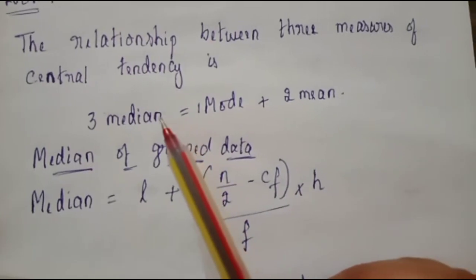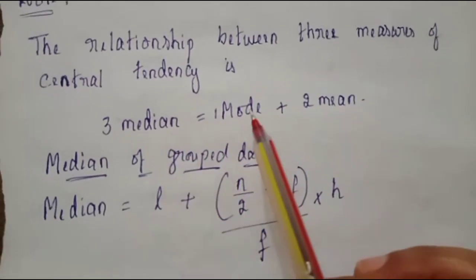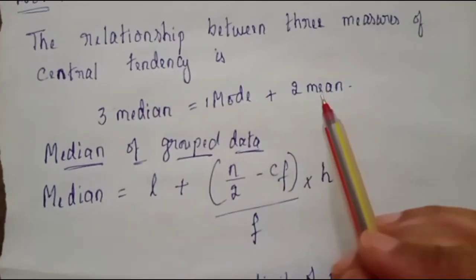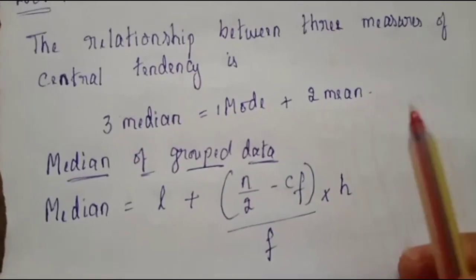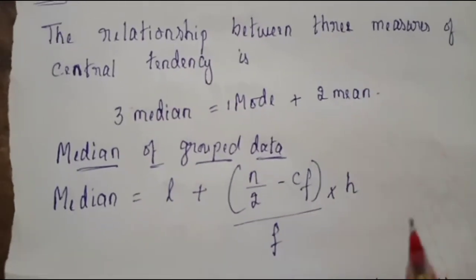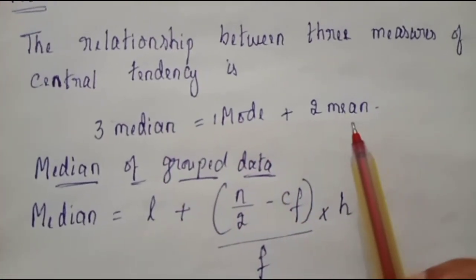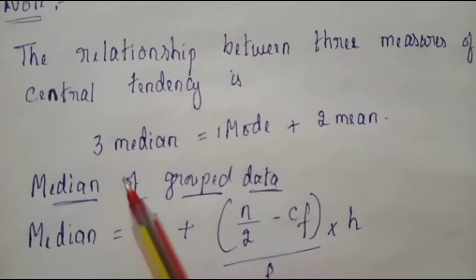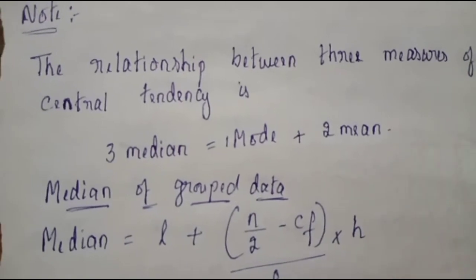According to me, among median, mode and mean, it is better to find median and mode, then we can find mean using the formula. Because mean will be heavy, since you have the assumed mean method and too many columns in it. So instead, we can find median and mode and then find mean using this formula. Remember, this formula is very, very important: 3 median equals 1 mode plus 2 mean.